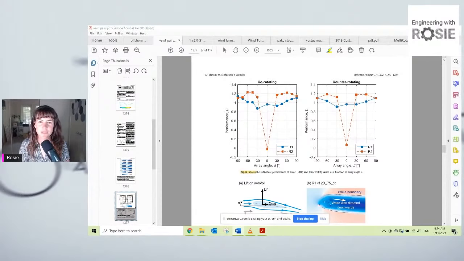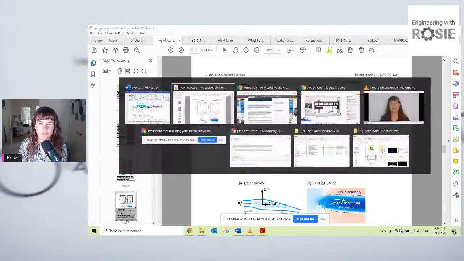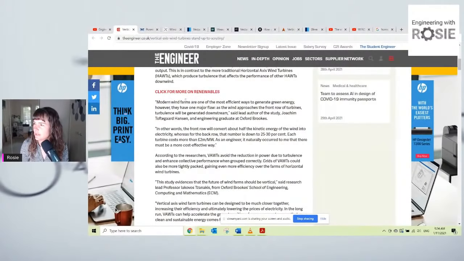So there's no problem with the study, but it was taken up by the media, and some quotes were given that I think really extrapolated way beyond what they actually did here. So I'll go back to the article. It says here, modern wind farms have one major flaw. As the wind approaches the front row of turbines, turbulence will be generated downstream. In other words, a front row converts about half the kinetic energy, whereas for the back row, the number's down to 25 to 30%, which I think is also much worse than what the actual study said and what the previous research showed.